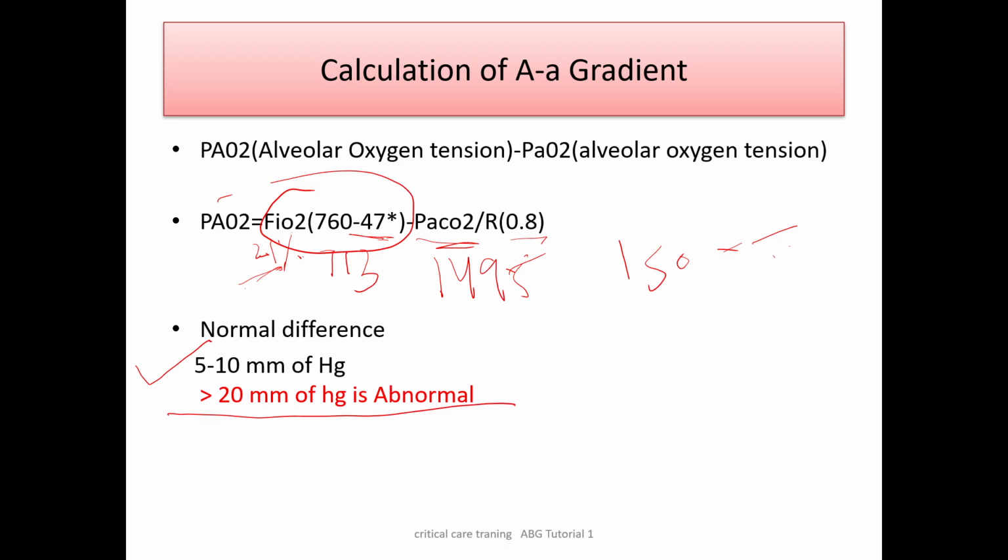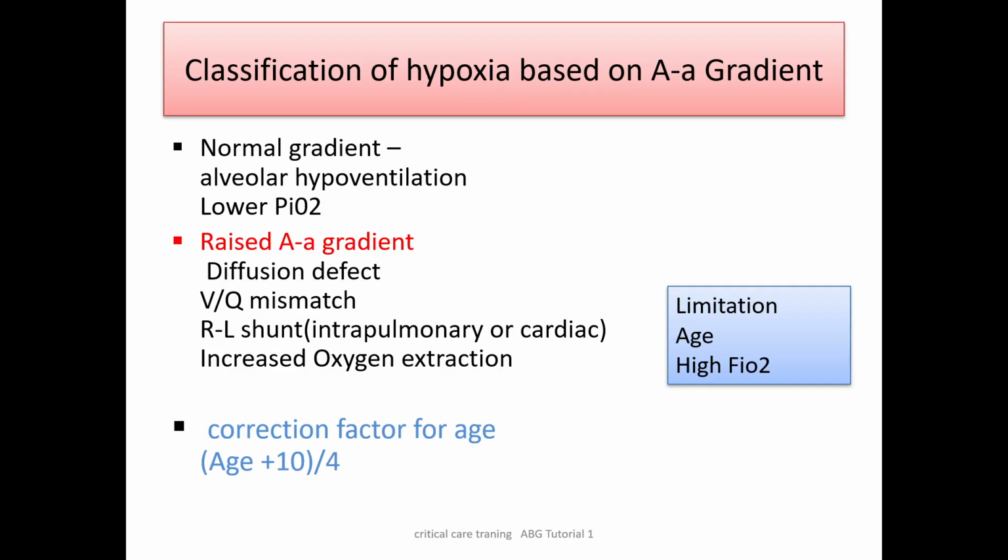So this calculation of the A-a gradient will help us understand hypoxia. If it is a normal gradient, it is alveolar hypoventilation, like in a post-operative patient with basal atelectasis or who is breathing shallowly, or lower inspired oxygen itself is causing the hypoxia. If it is raised, then it is a diffusion defect, most commonly ventilation perfusion mismatch, or right to left shunt like intrapulmonary or intracardiac shunt, or sometimes sepsis where increased oxygen extraction is there.